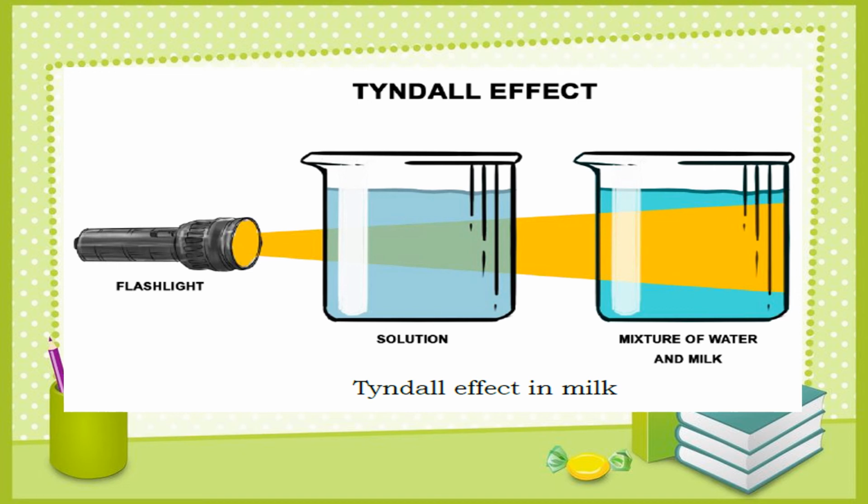So what happens to the scattering of light? You have there the light as shown in this diagram. The light is lighted, then it will just pass through this solution. As you can see, the light passes through this solution, a mixture of water and milk. So this is the Tyndall effect in milk. The light can pass through this solution.